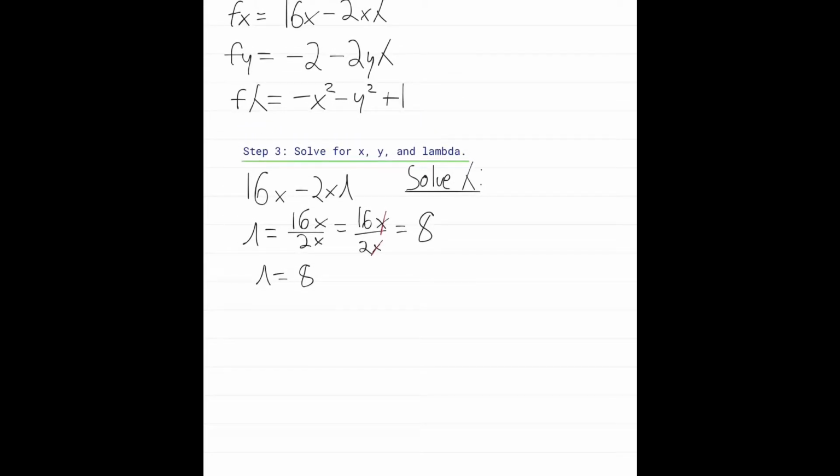Now that we have lambda, the next step is to solve for y. How are we going to solve for y? We can solve for y using the partial y equation. So minus 2 is equal to positive 2y lambda.